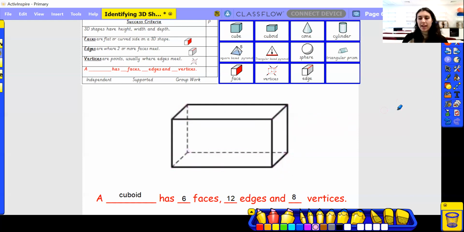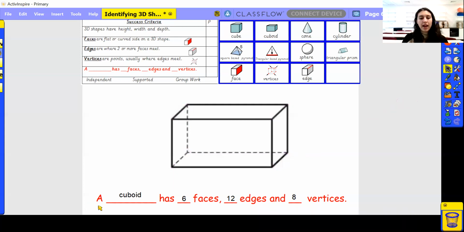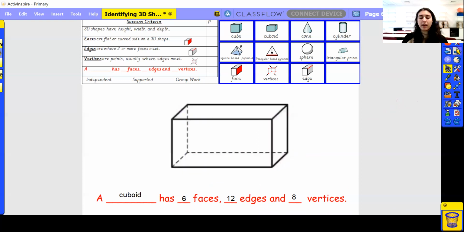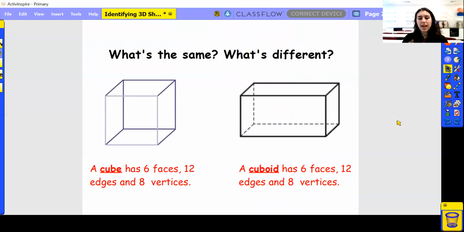Lovely. Let's say our STEM sentence together. A cuboid has 6 faces, 12 edges, and 8 vertices. Now that sounds very familiar to me. I'm sure this had the same number of faces, the same number of edges, and the same number of vertices. So my question to you is, what's the same and what's different between our cube and our cuboid? Pause the video and have a go.